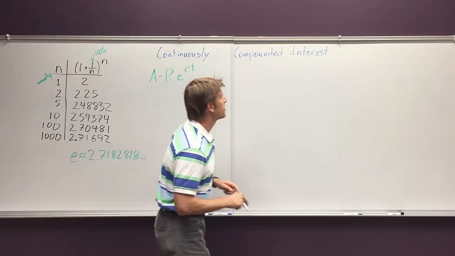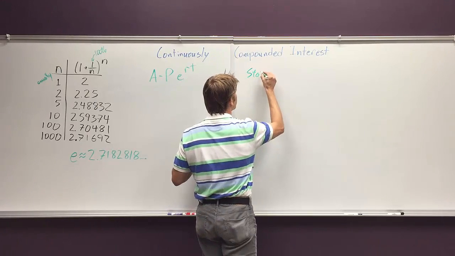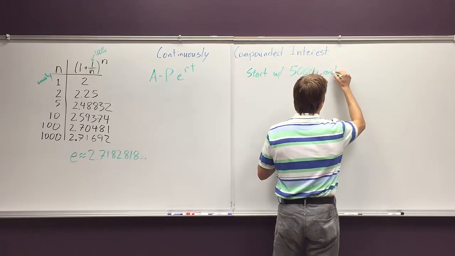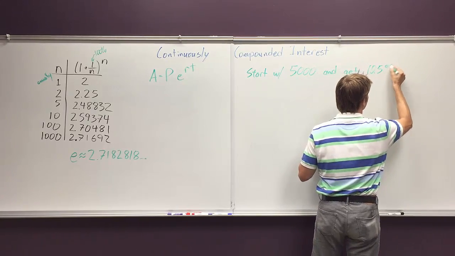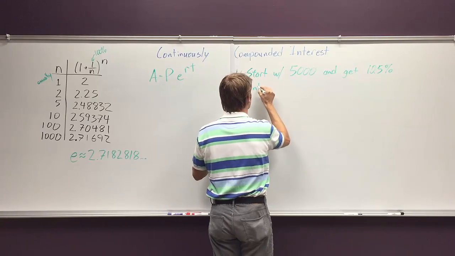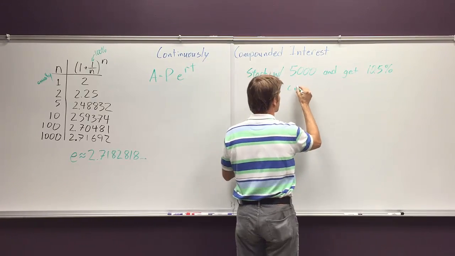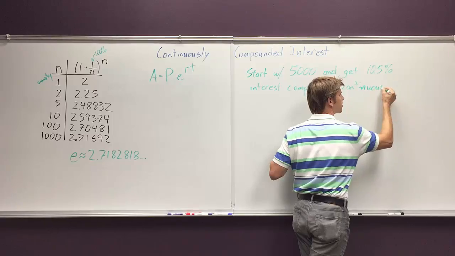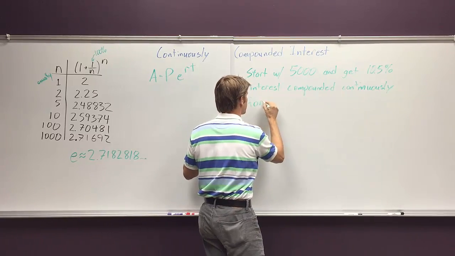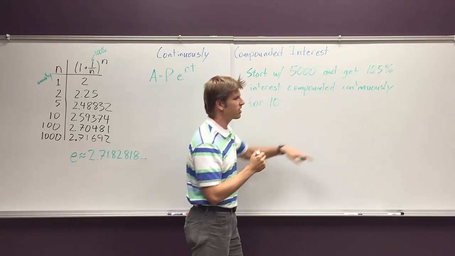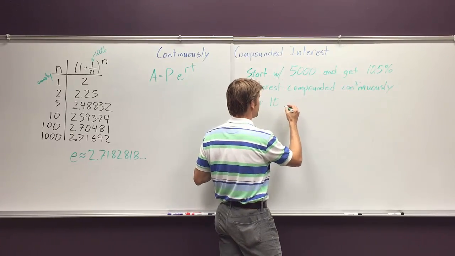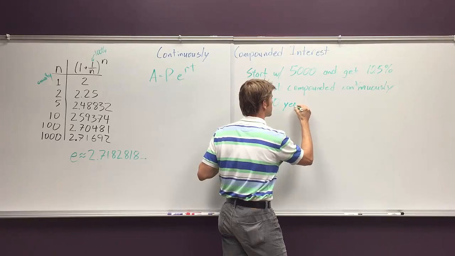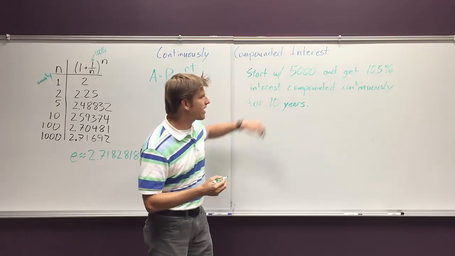Let's imagine that I start with $5,000 and get 10.5% interest compounded continuously for 10 years. Now, the reason I say 10.5% interest, that's the long-term average of the stock market over the last 80 years or so. What amount will I end up with?